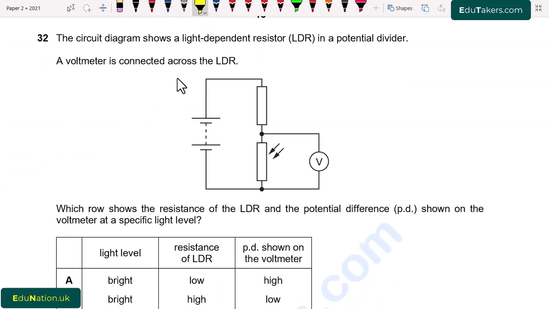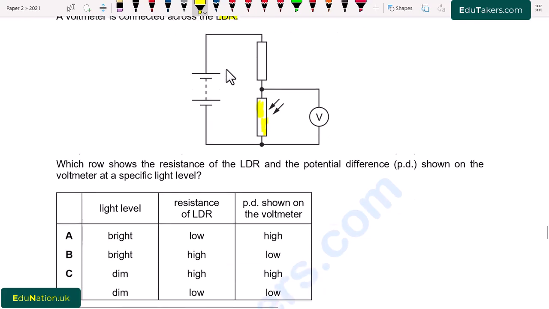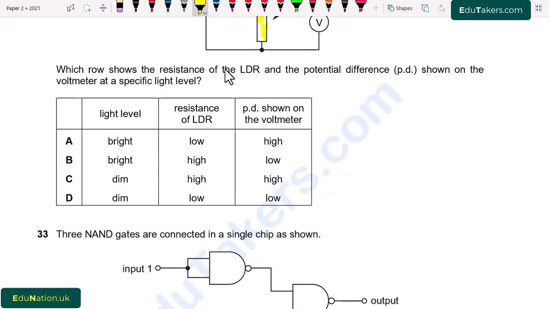Question number 32. The circuit diagram shows a light-dependent resistor, LDR, in a potential divider. A voltmeter is connected across the LDR. Here is a circuit and we can see that there is an LDR and the voltmeter is connected across it. Which row shows the resistance of the LDR and the potential difference shown on the voltmeter at a specific light level? Here is a table. We can see that first of all there is light level, resistance of LDR, potential difference shown by the voltmeter.